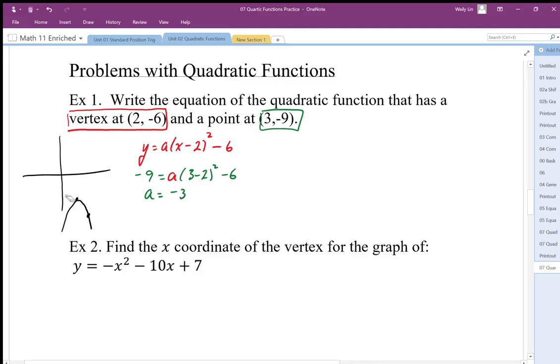Yeah, that makes sense. A is negative, so it's upside down. Okay, and it's a vertical stretch. So my equation then works out to be y equals -3(x minus 2) squared minus 6. Okay, so we're able to come up with two parts of the graphing form using the vertex, and we can find the third part by substituting a.